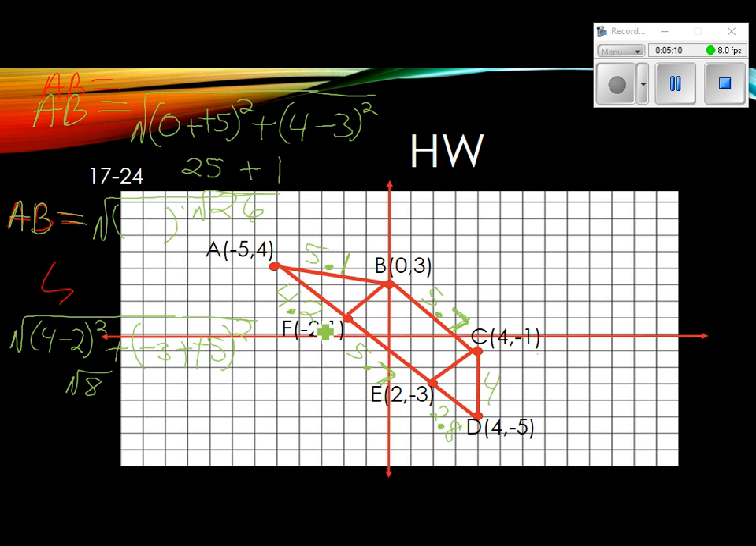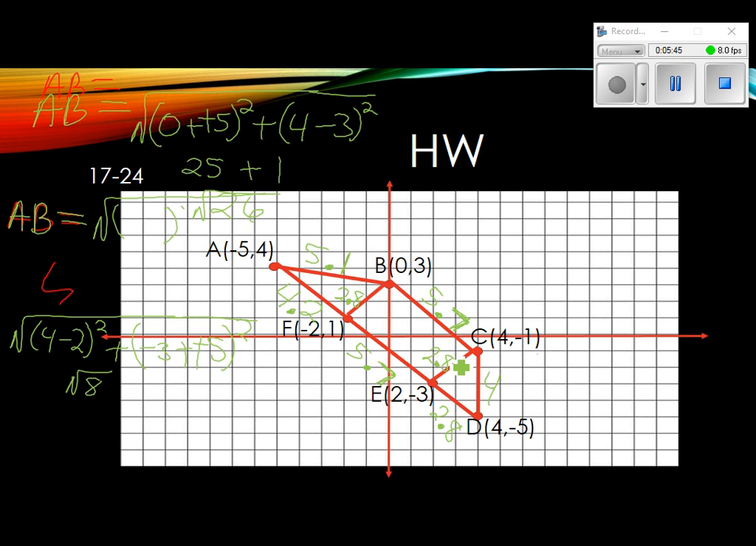Then we have to find these two. 0 minus -2 is 2. -2 squared is 4. 3 minus 1 is 2. 2 squared is 4. That's 8 again. What was the square root of 8? 2.8. So that's the length of that segment, and the other side's the same, 2.8. Now, once we know all those lengths, can we answer the questions that they ask? Yes. And that's what you should do.